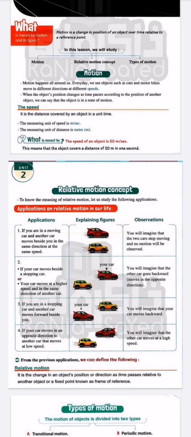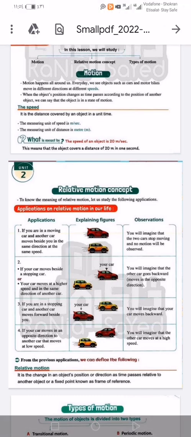We have some applications of relative motion in our life. Application number 1: if you are in a moving car and another car moves beside you in the same direction at the same speed, you will observe that the two cars stop moving and no motion will be observed.